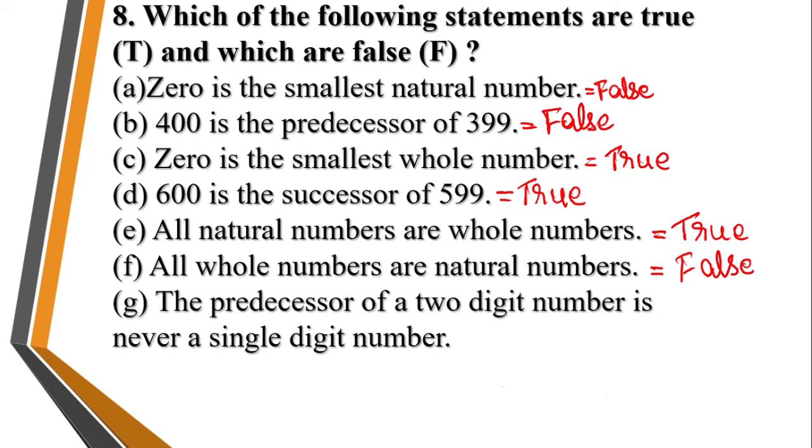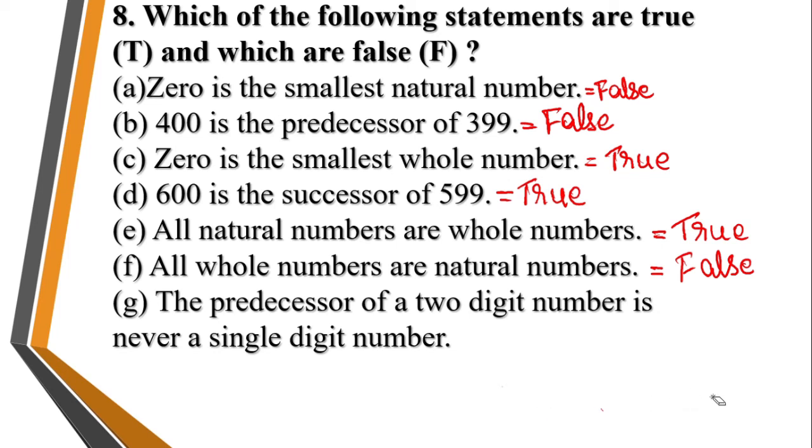Now the next statement which we have is the predecessor of a two-digit number is never a single-digit number. Now, let's find the predecessor of a two-digit number, for example, 23. Now, 23 minus 1 we should do to find the predecessor, right? So, 23 minus 1 is 22, right? So, 22 is the predecessor of 23. Now, we are getting a two-digit number as the predecessor, right?